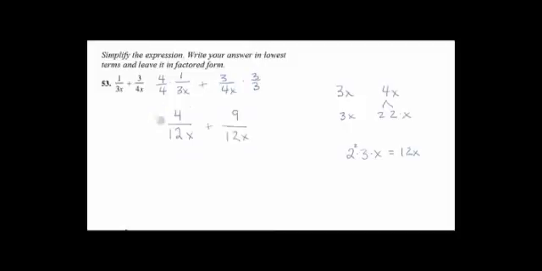Now that I have common denominators, I can go ahead and combine those. 4 plus 9 over 12x. And 4 plus 9 is 13 over 12x. That is the most simplified form of the answer, so we can go on to our next problem. Here we have different denominators, n minus 1 and n plus 1. Do you agree that n minus 1 and n plus 1 are already factored? So the LCM will be the product of n minus 1 and n plus 1.